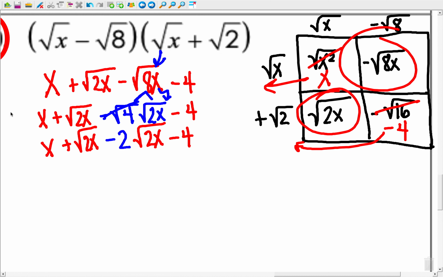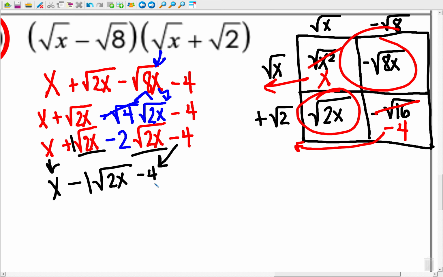And now I have like terms. The square root of 2x, the square root of 2x. So that just means I'm going to add their coefficients, which is a positive 1 minus 2. Well, that's a negative 1 square root of 2x. Bring down the x here, and bring down the negative 4 here. This is your final answer.